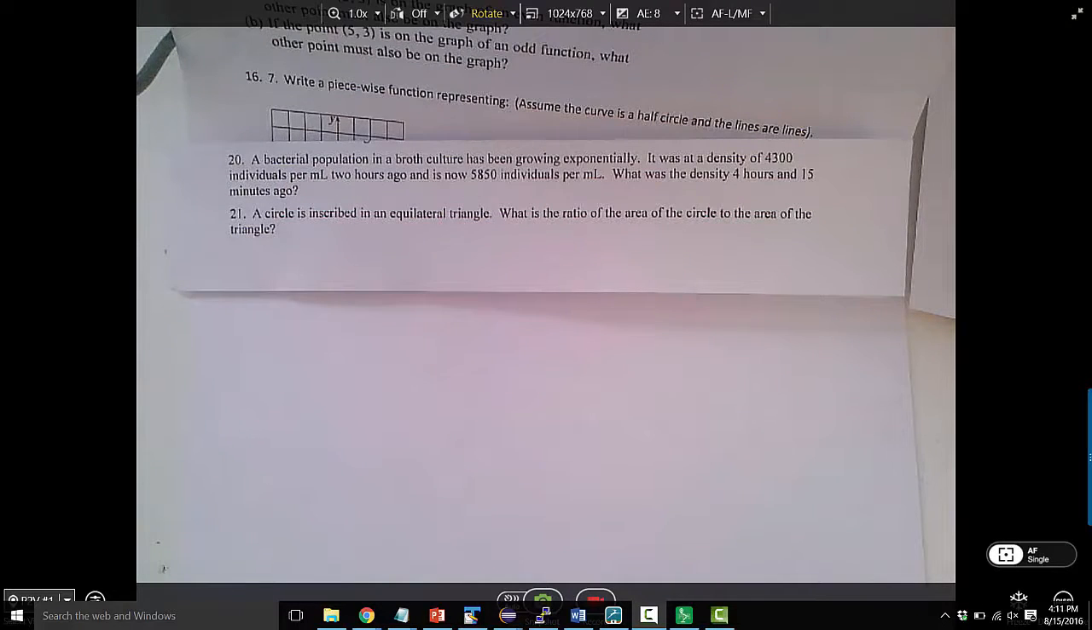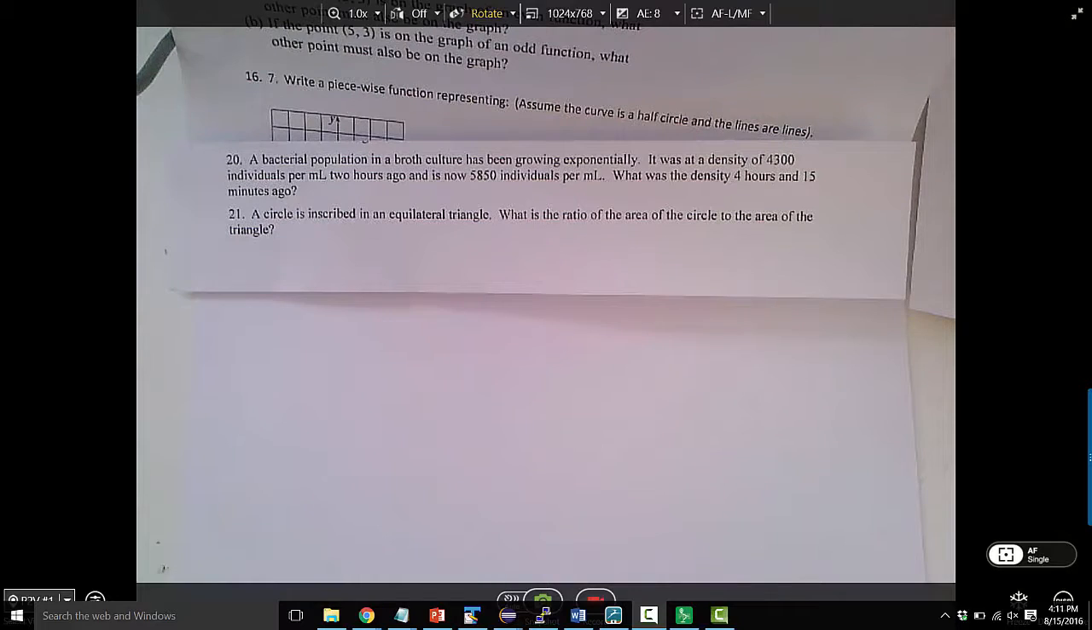So let's do problem 20. This one's about exponential growth. Don't be freaked out that I said density instead of population size. I'm assuming that the broth culture here isn't growing in size over time. It's a fixed amount of broth, so changes in density are exactly the same as changes in population size.